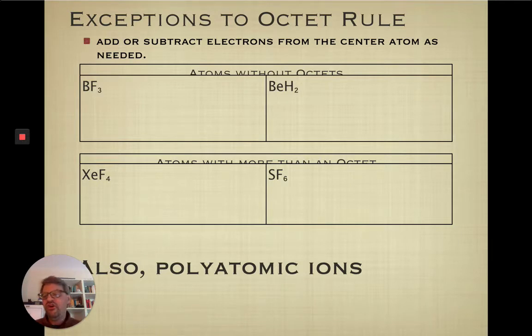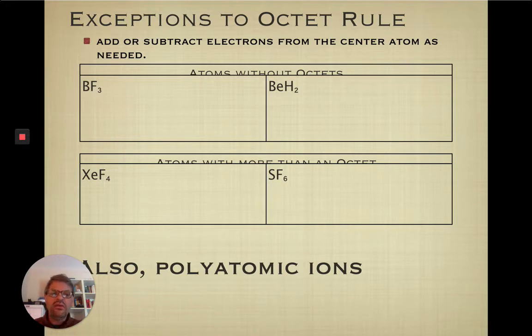For polyatomic ions, whatever the charge is, if it's a negative charge, you add that many valence electrons, and if it's a positive charge, you take away that many electrons when you do a Lewis dot structure. And that will also affect the shape that you determine through the VSEPR theory. So these exceptions and polyatomic ions, you want to keep those in mind as you're doing this.